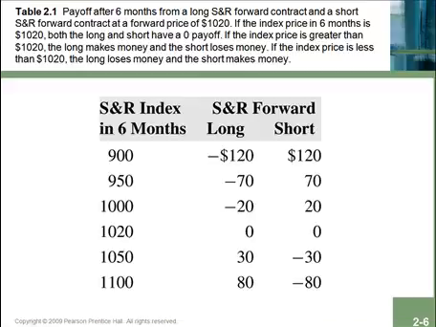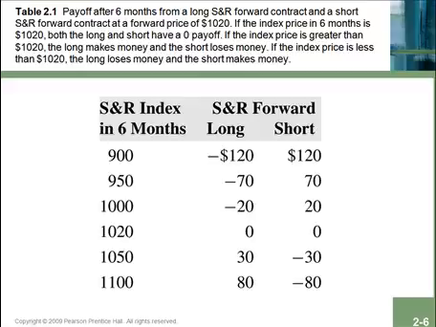On the other hand, if the S&R index ended up being worth 950, then the long position would lose $70, but the short position would gain $70. So gains to one party occur at the expense of the other party. It is essentially a zero-sum game.